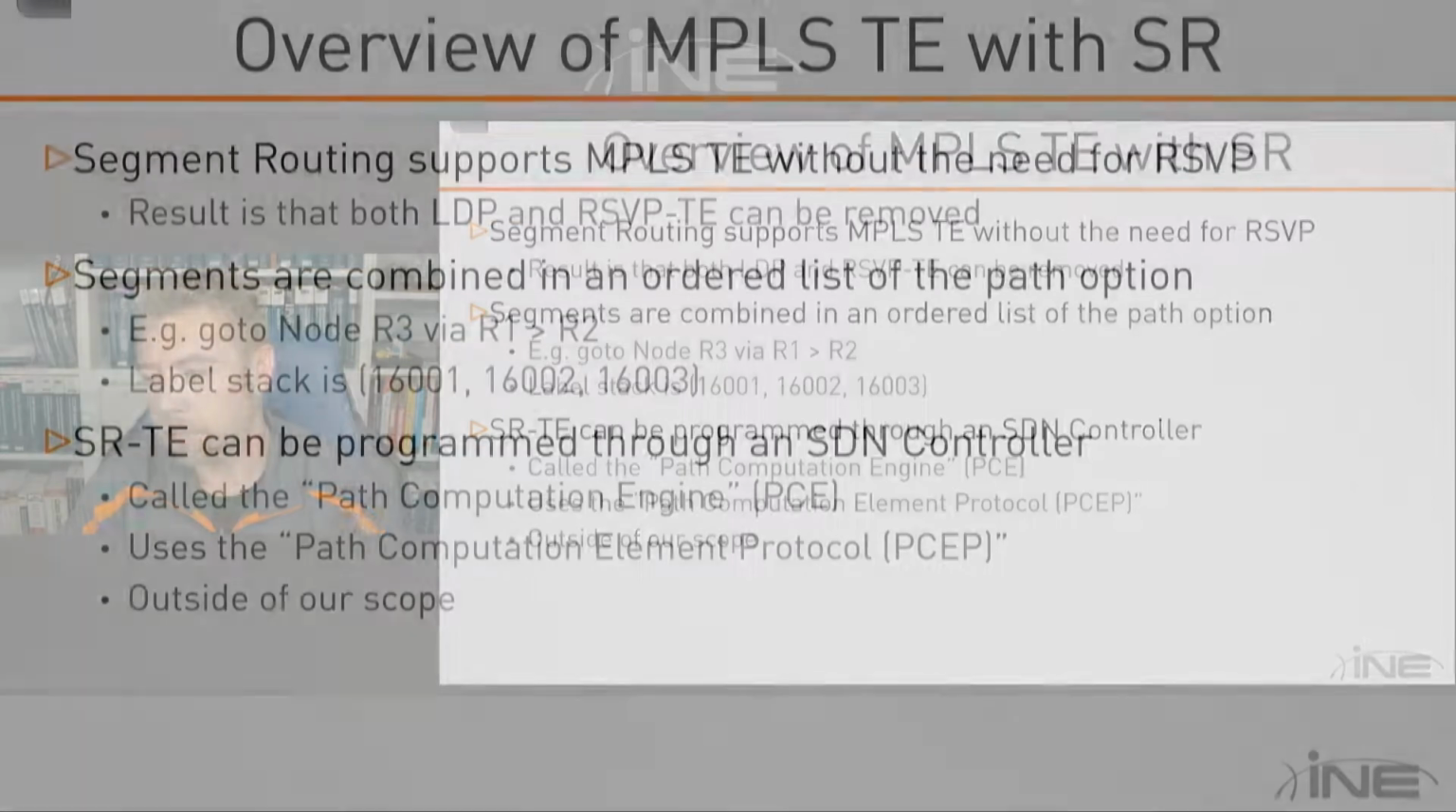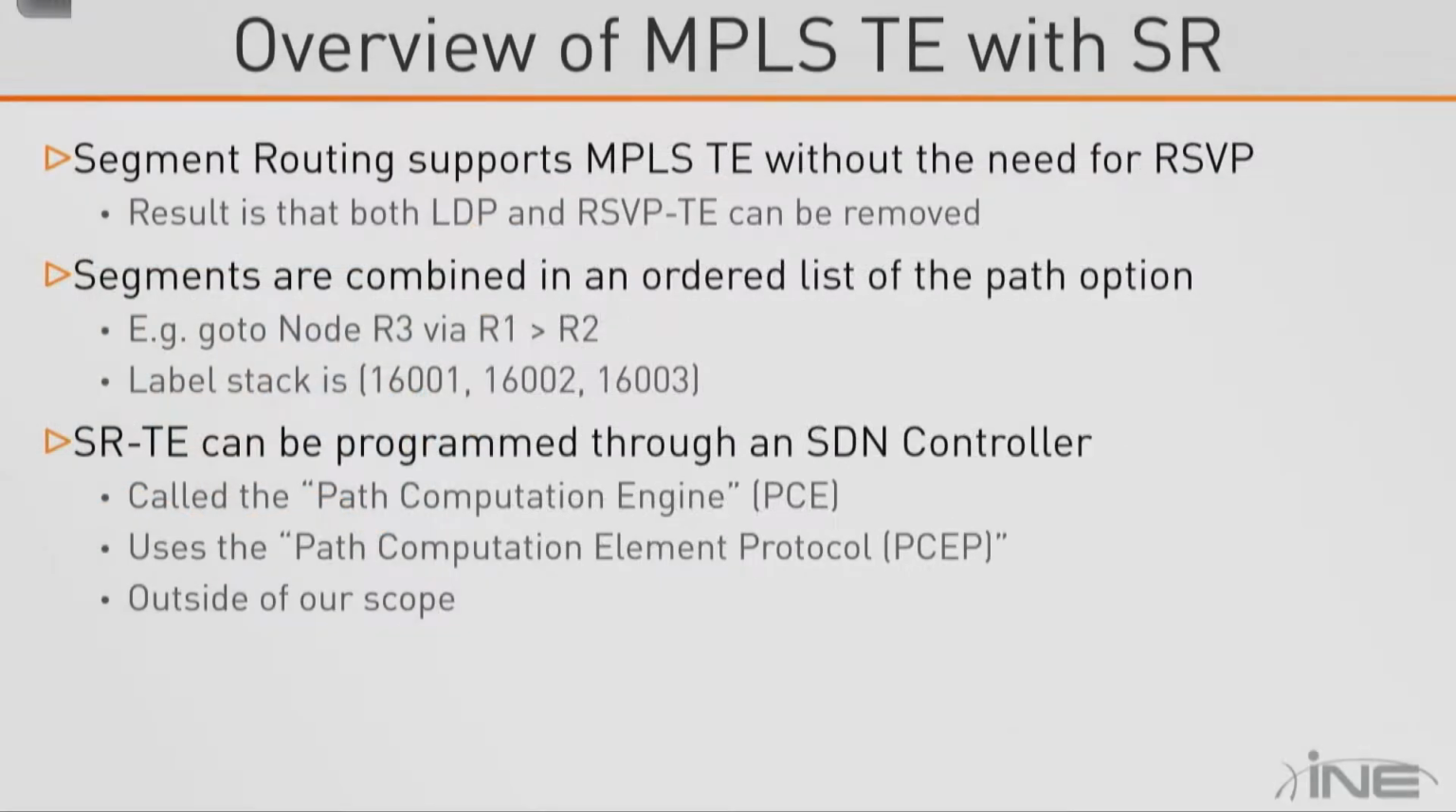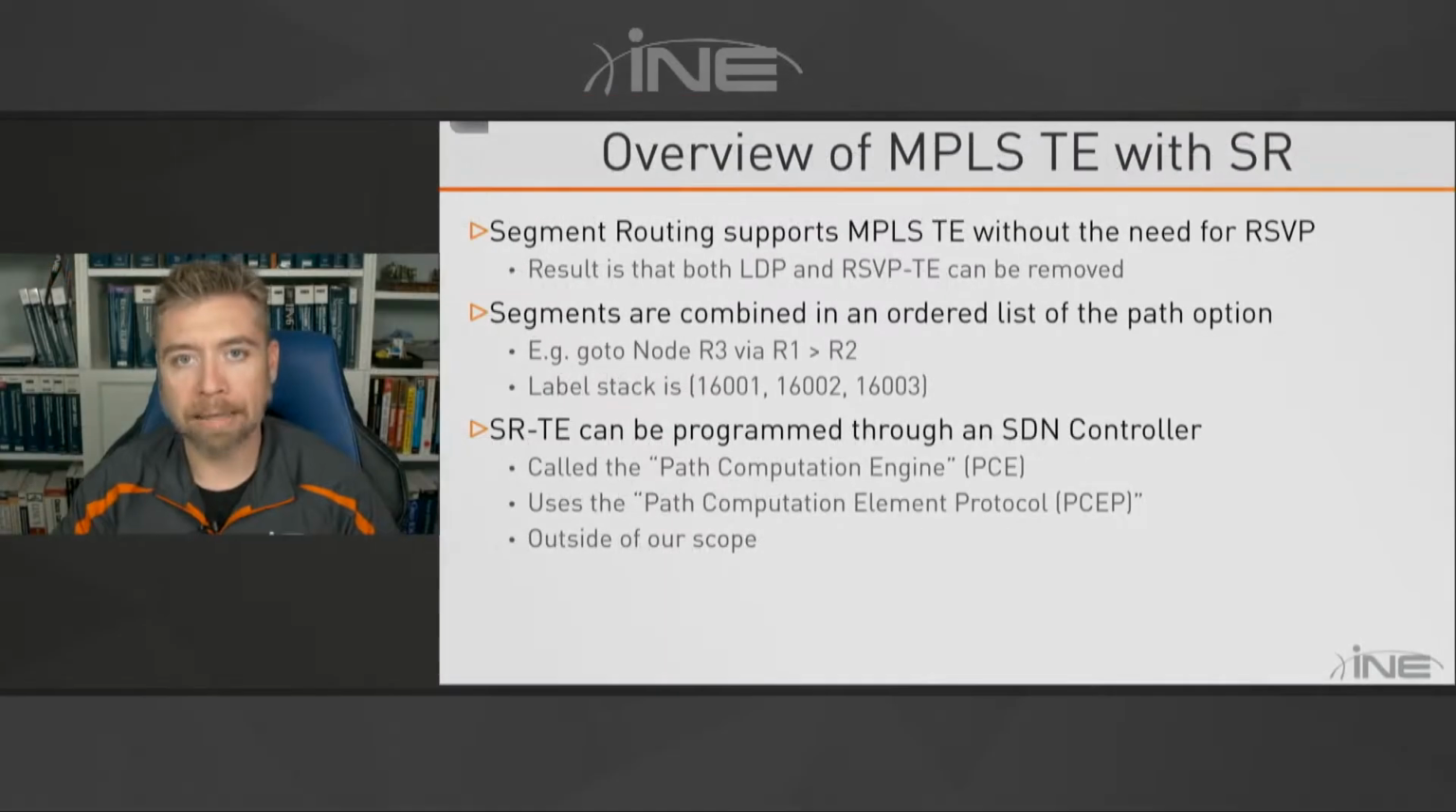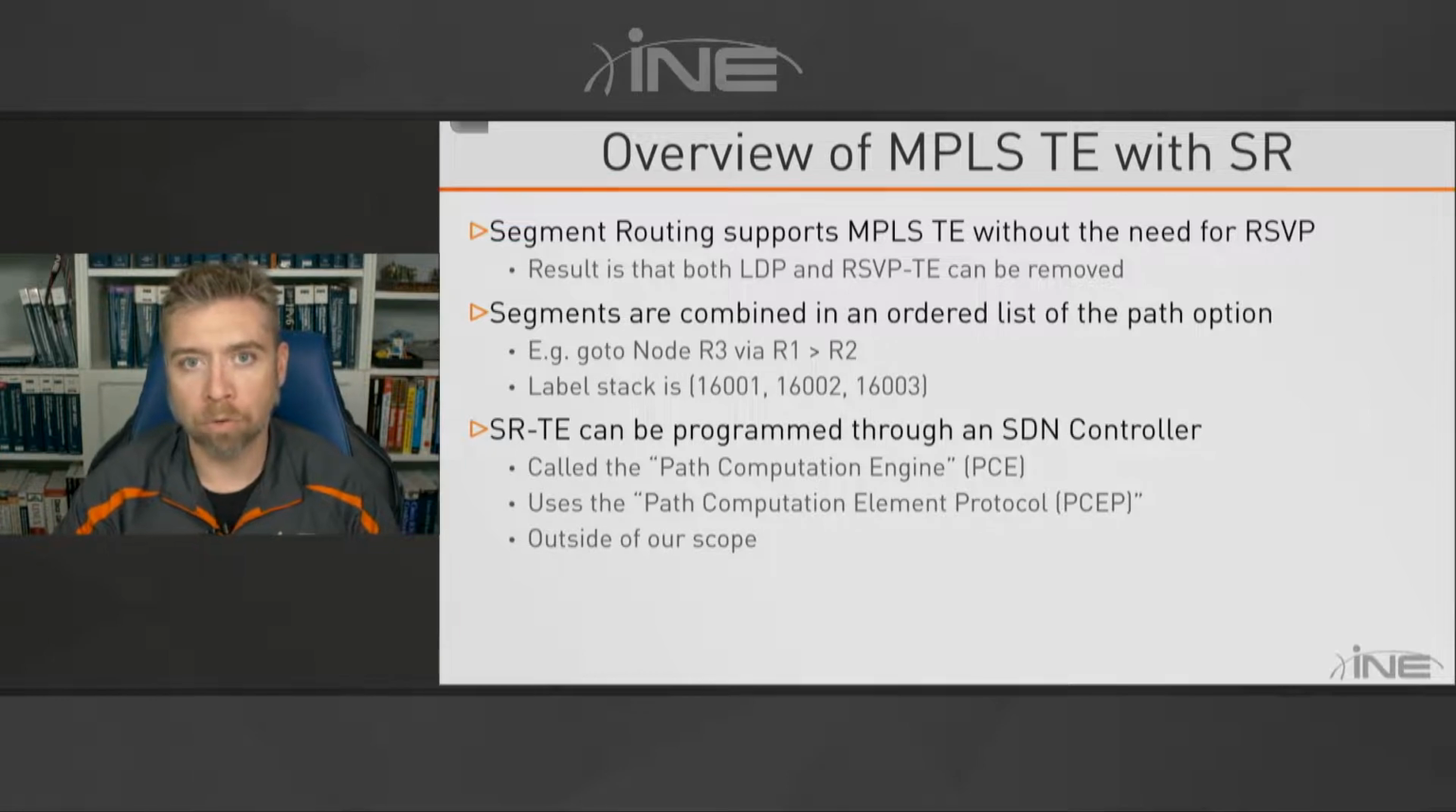Now, in our particular case, SDN with segment routing is going to be outside of our scope. So we're mainly just looking at this the same way that we've done traffic engineering in the past with MPLS, where we configure an MPLS TE tunnel and define the path option. The path option has our constraints. The only difference is that we're specifying we're using segment routing for that path option, as opposed to just regular RSVP TE.